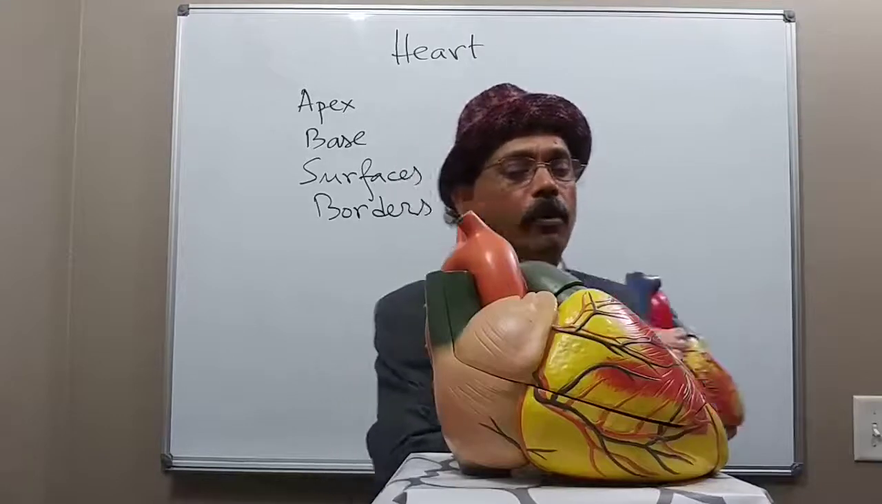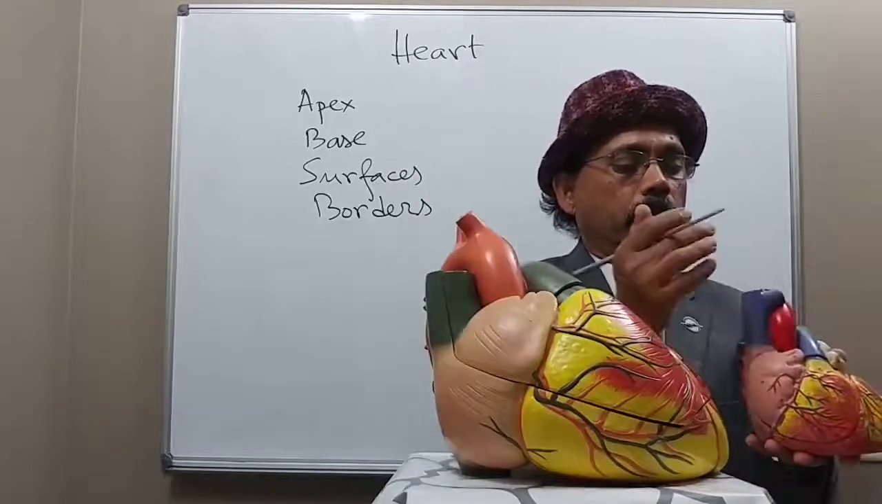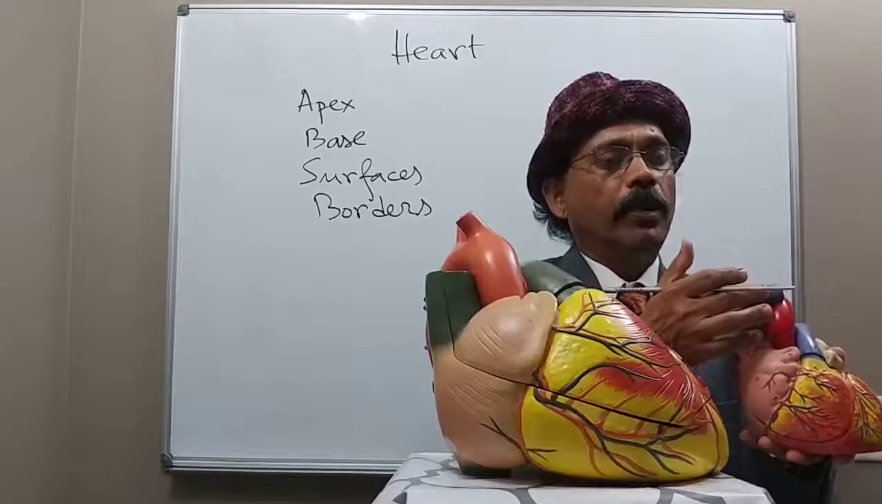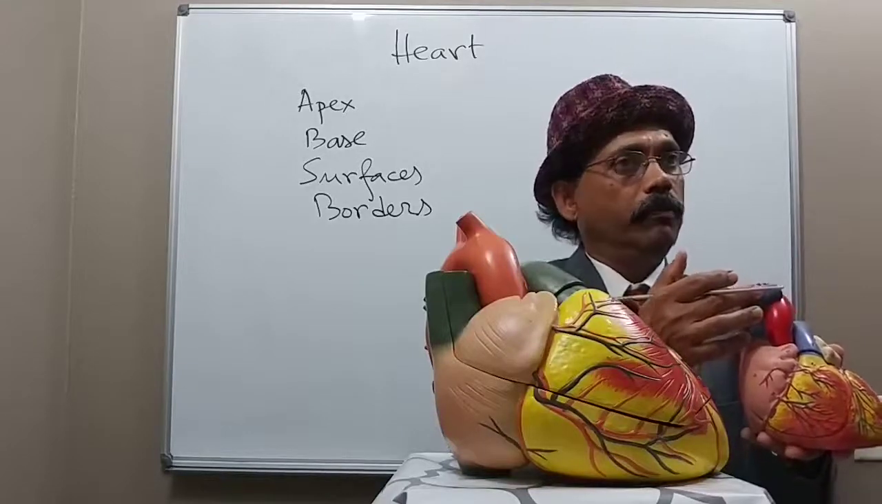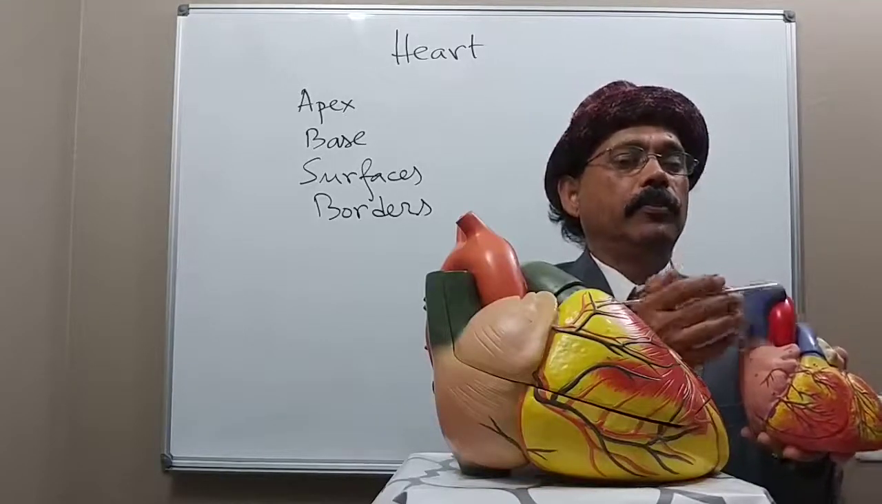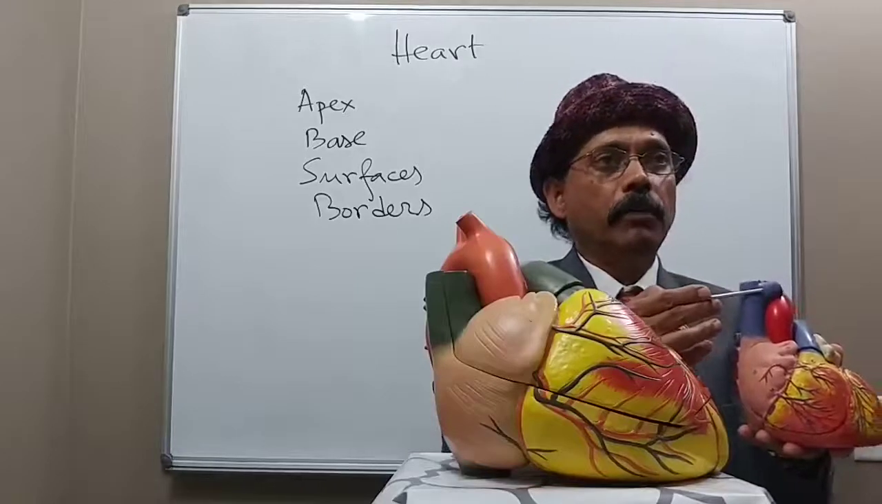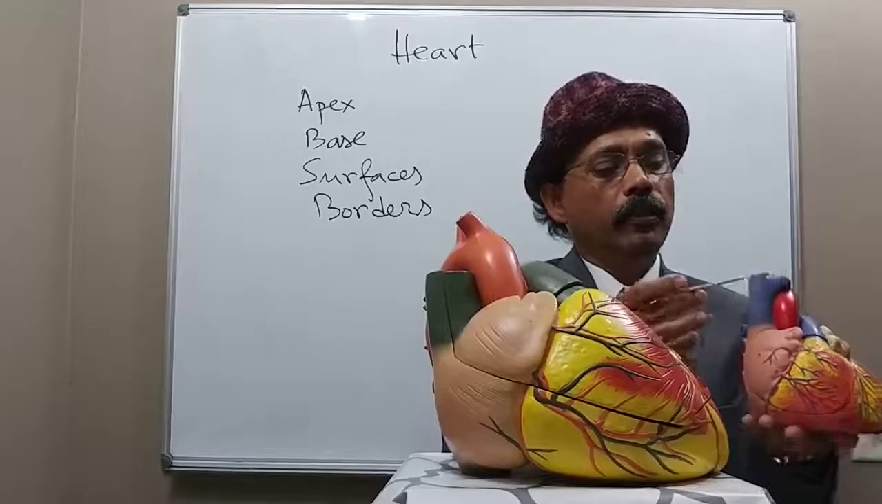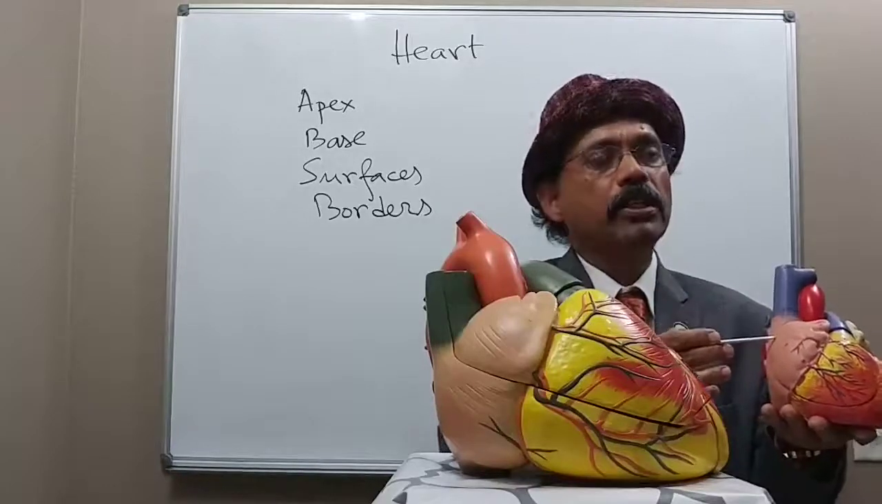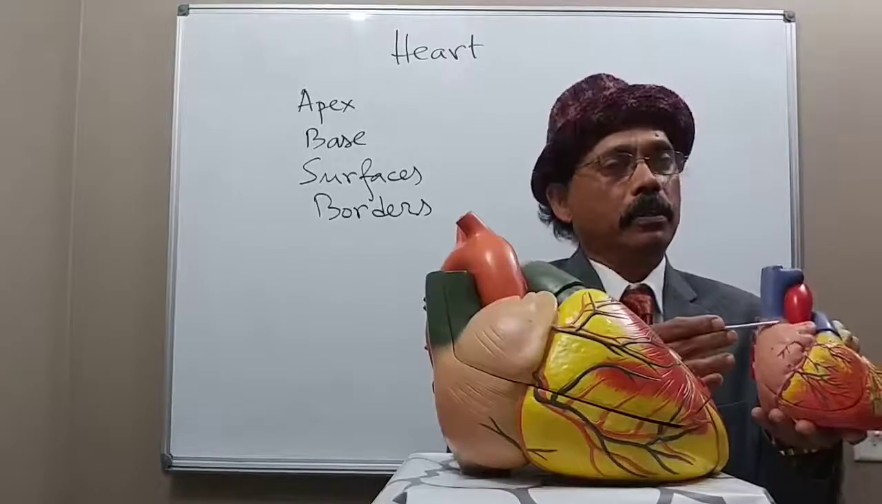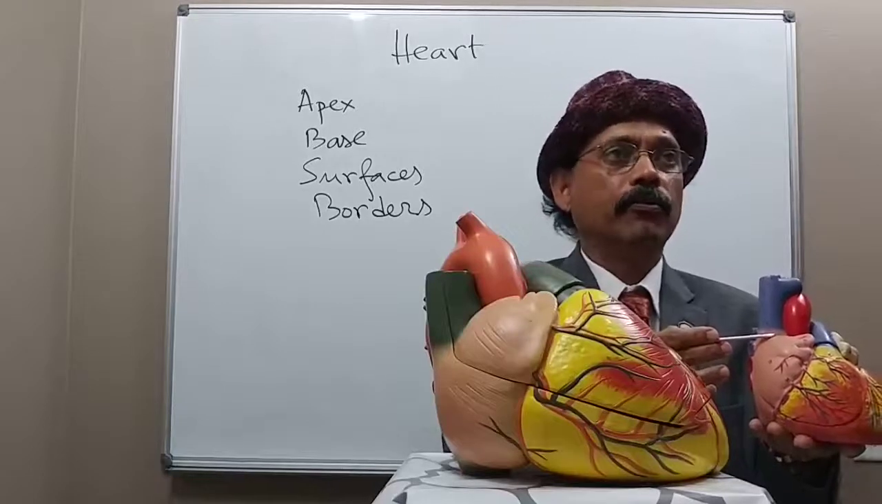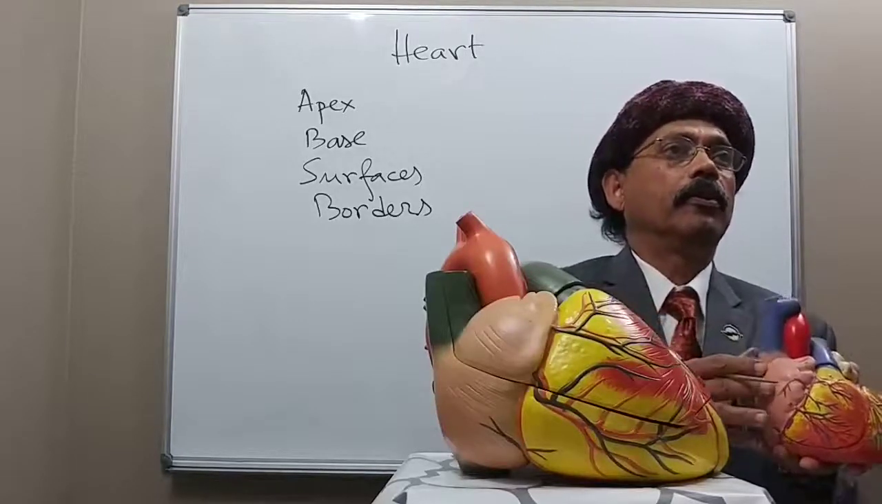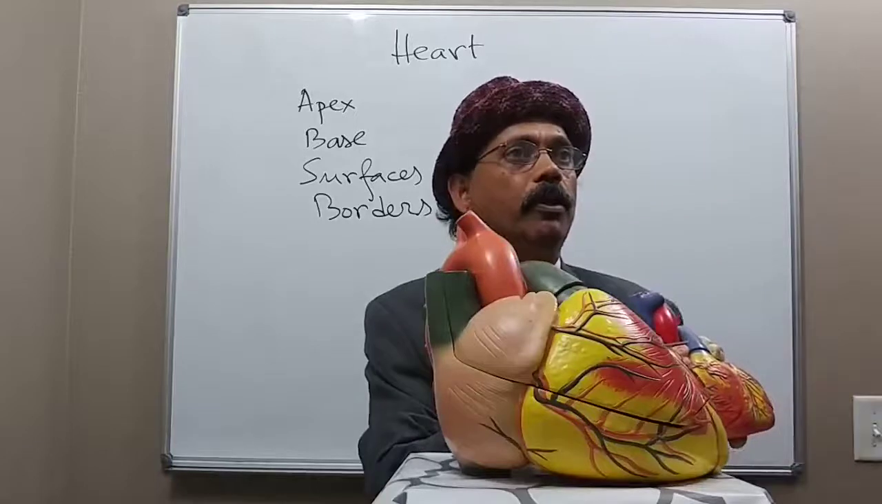The superior vena cava is formed at the level of the right first costal cartilage. It penetrates the pericardium at the right second costal cartilage. It opens into the right atrium at the level of the third right costal cartilage. Okay, we got the superior vena cava.